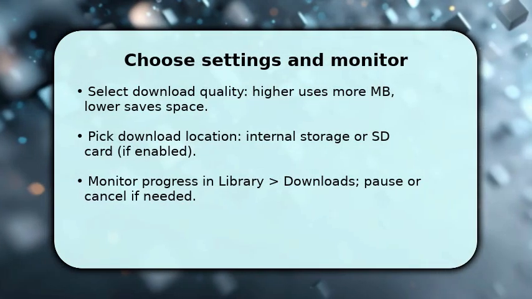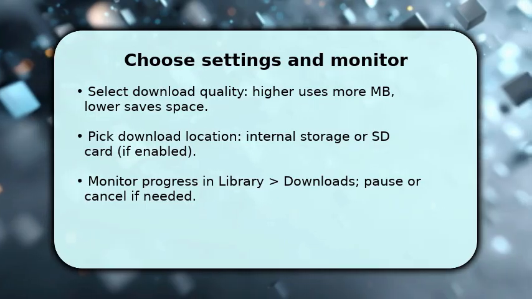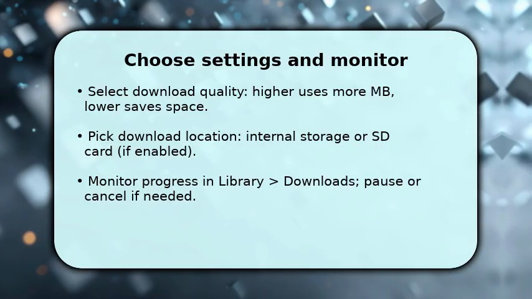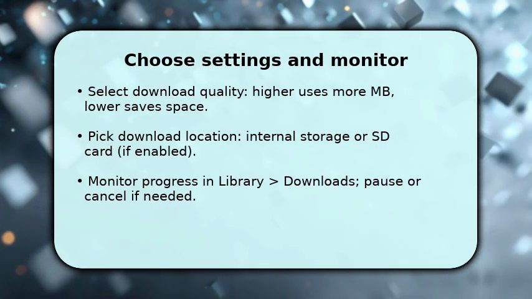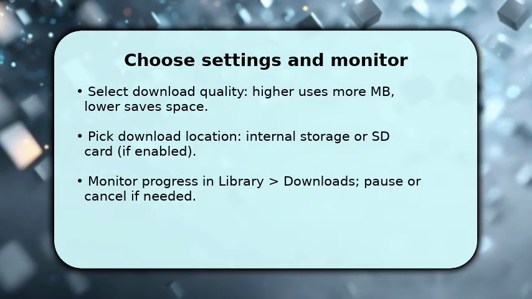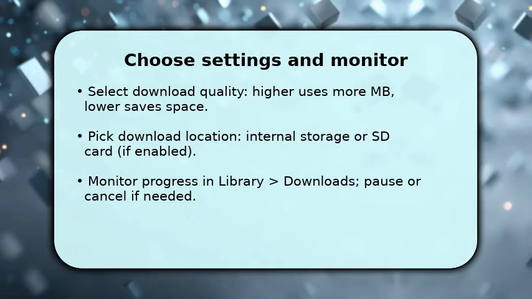Once the download starts, you control quality and storage so you balance clarity versus space. Tap the three dots or the quality selector to pick 720p, 480p, or lower. Remember, higher resolutions use more megabytes. If your Android has an SD card, enable it in YouTube settings downloads so new files go there.